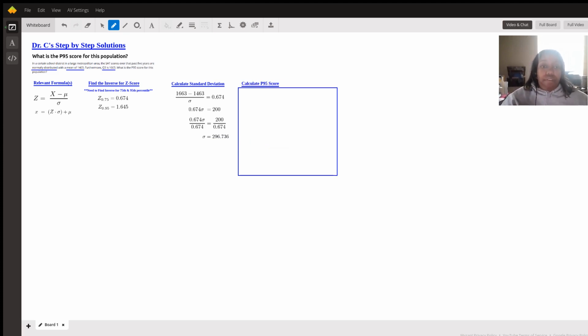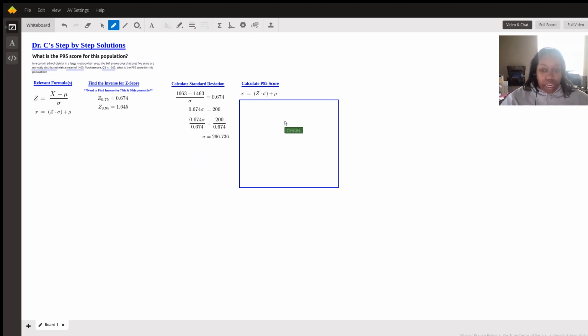Okay. So after that, you need to calculate the score. So now we have everything but the x value. The separate formula that's here is like an extension of the z-score formula. It's just backwards for us to find x. So again, calculating the score is the z-score times the standard deviation plus the mean.